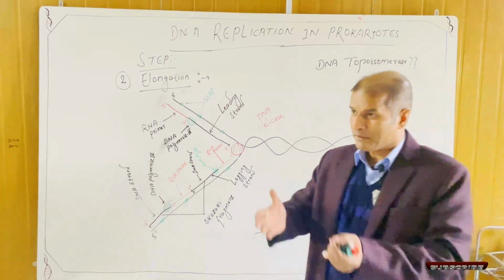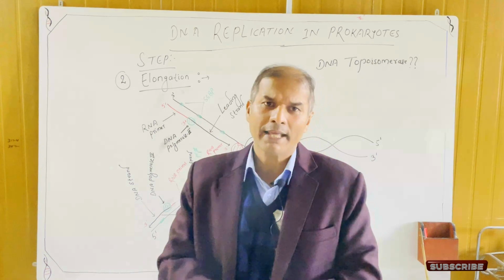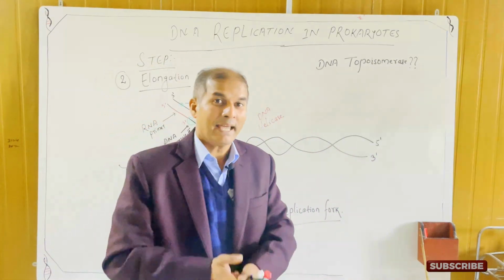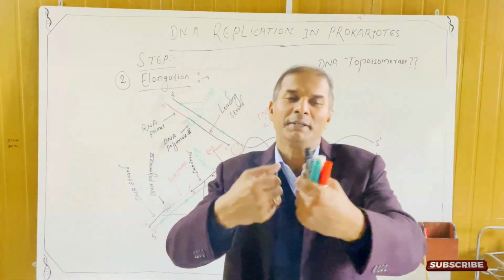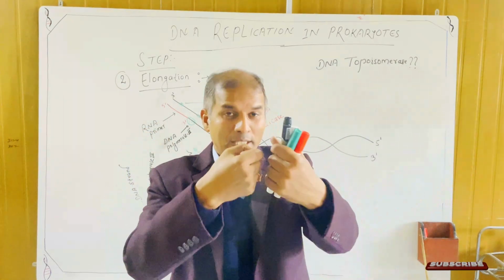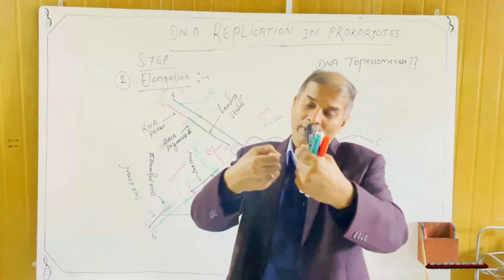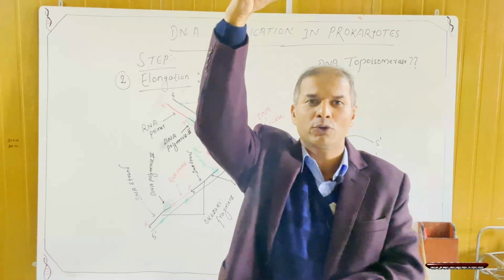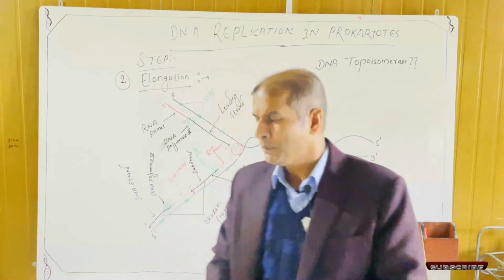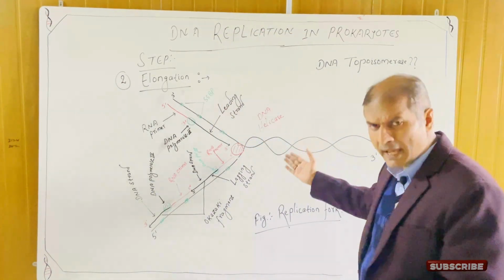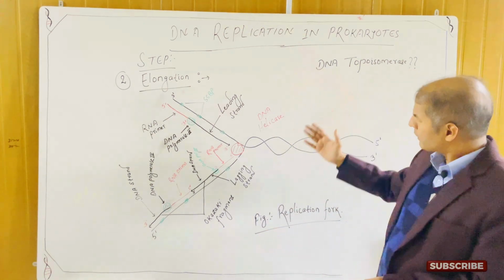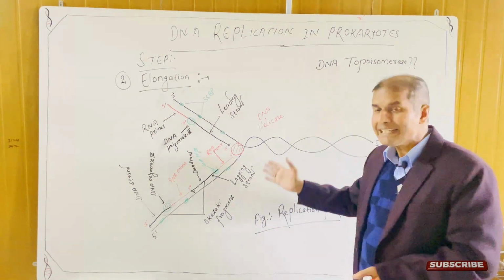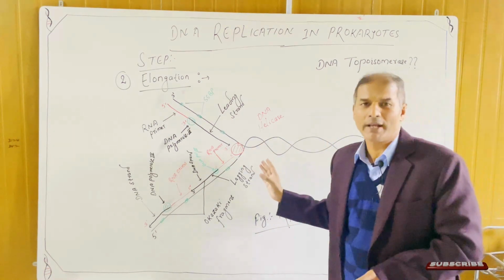This type of example we can simply practice at home by unwinding a rope. When you unwind the rope, it will create supercoiling at the top and at the bottom. In DNA, the same happens. That supercoiling will cease the process of unwinding.